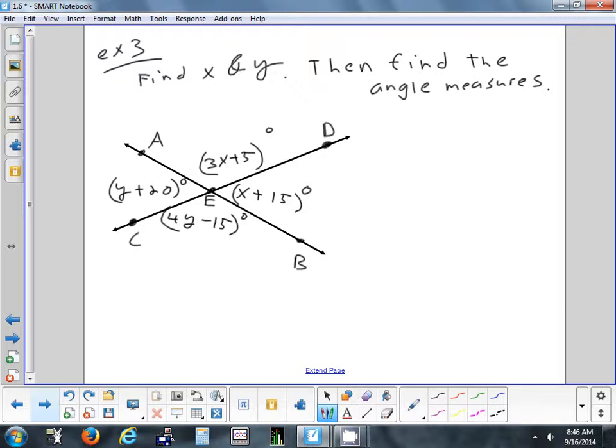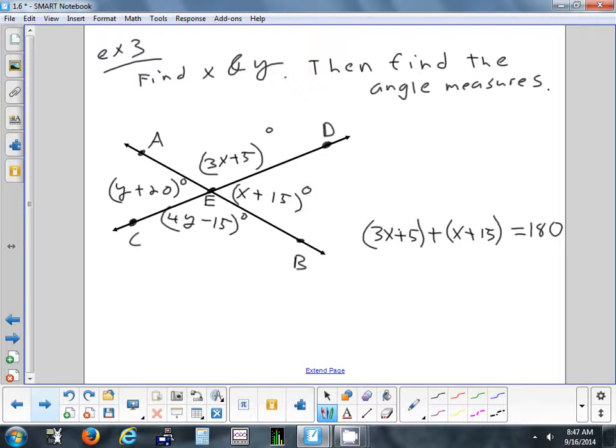So yep, two angles where the non-common side forms an opposite pair of rays. And what does it mean if angles are a linear pair? That's the key right there. Angle ADE plus angle DEB is going to add up to 180.